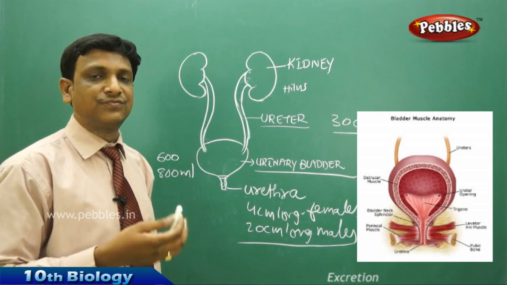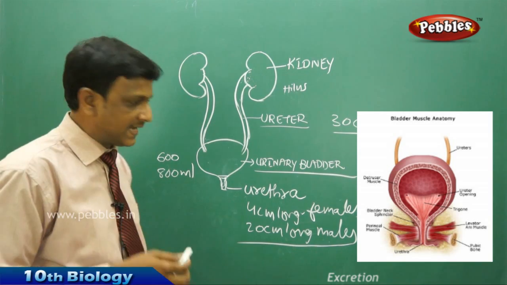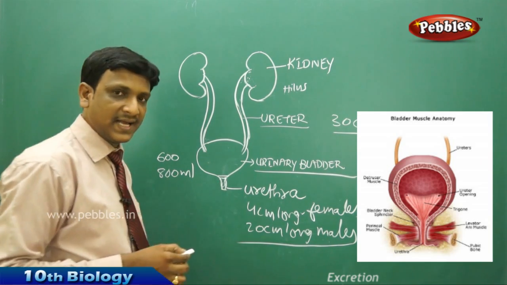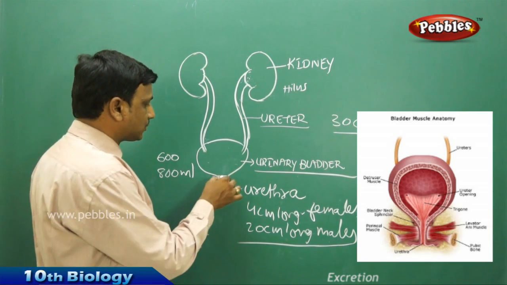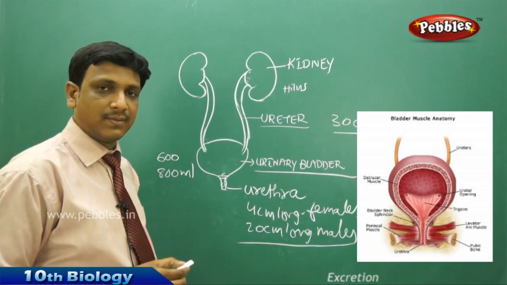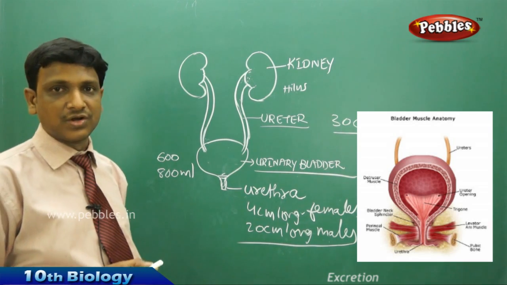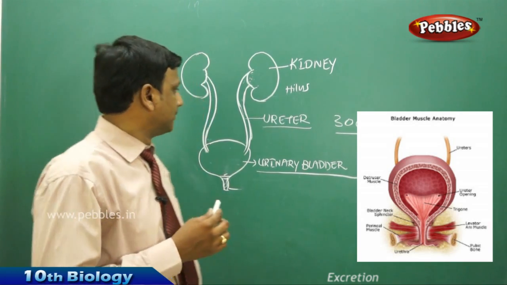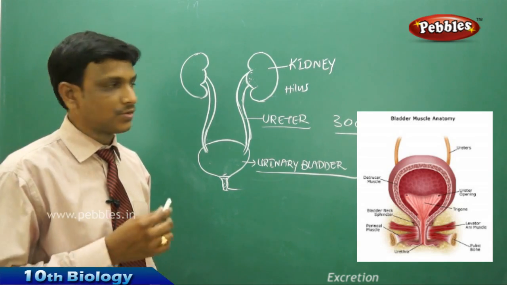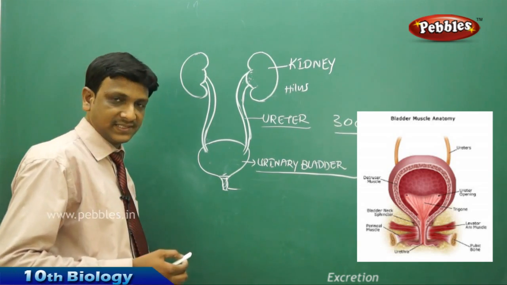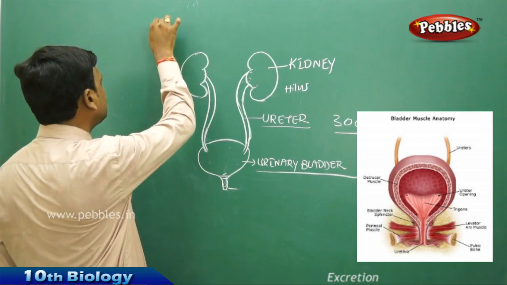When there is an urge for urination, these muscles relax and let the person urinate. Among these two muscles, one is involuntary and the second is voluntary, that is, under the control of the brain. The release of these sphincter muscles to pass the urine is called micturition.